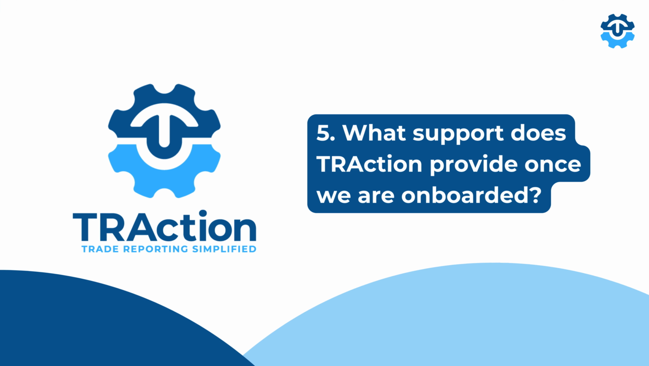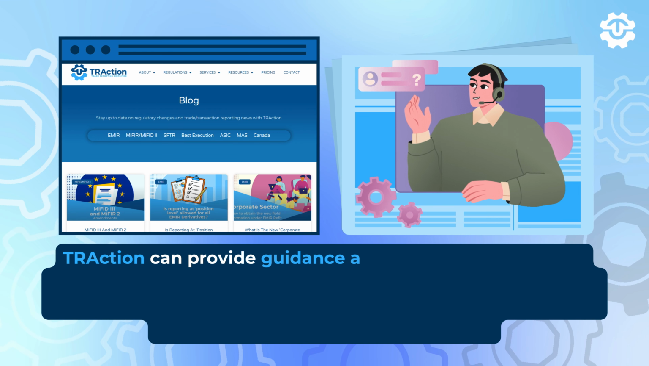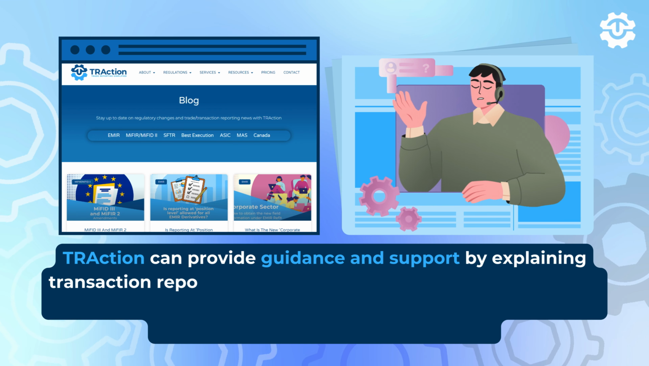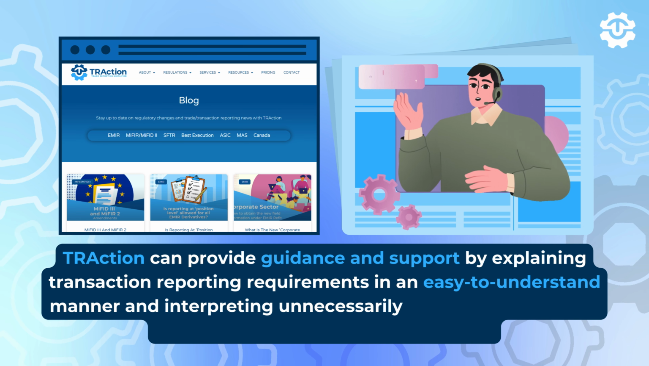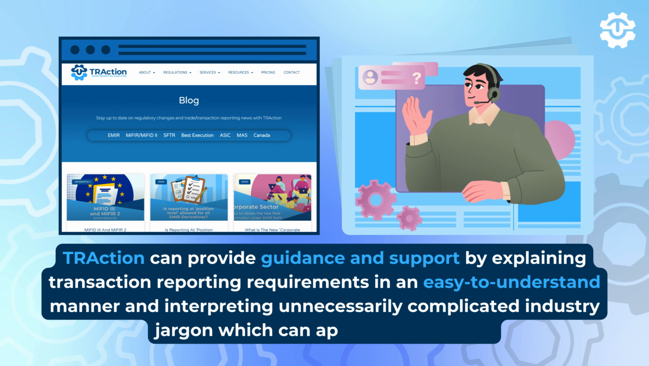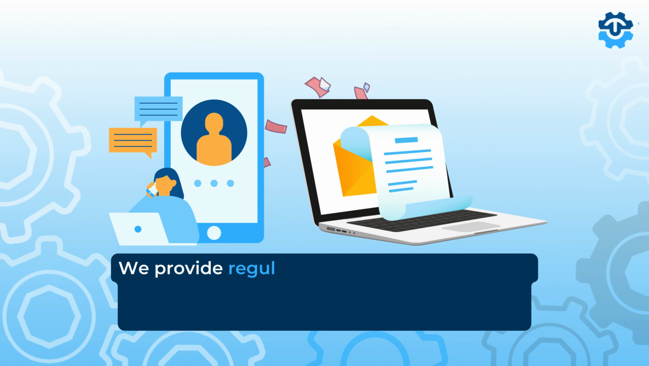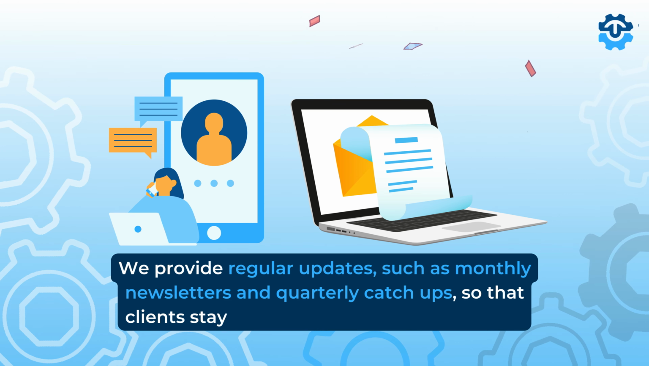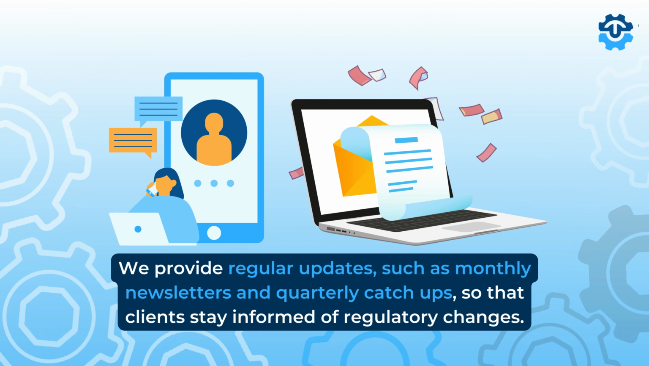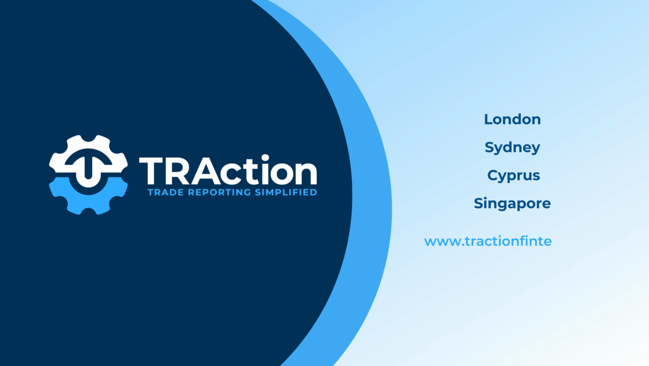What support does Traction provide once we are onboarded? Traction can provide guidance and support by explaining transaction reporting requirements in an easy-to-understand manner and interpreting unnecessarily complicated industry jargon which can appear in the rules. We provide regular updates, such as monthly newsletters and quarterly catch-ups, so that clients stay informed of regulatory changes. Traction, trade reporting simplified.